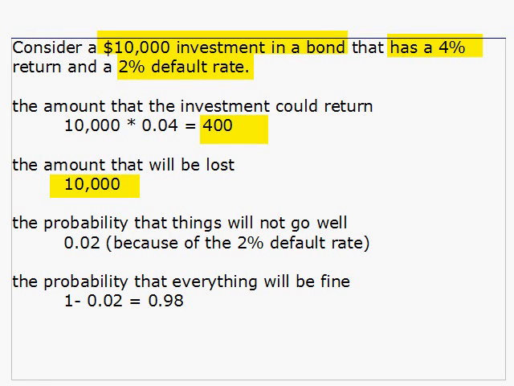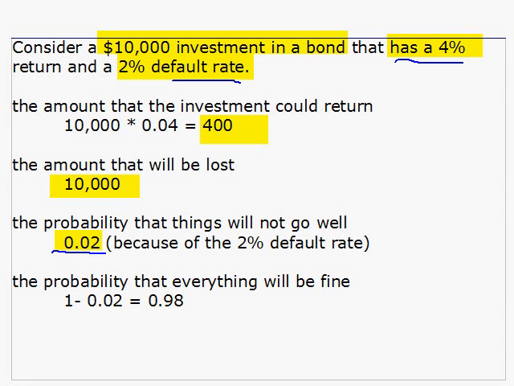What is the probability that things will not go well? Well, 2% default rate. The 4% has to do with how much you're going to get back. 2% default rate means there's a 2% chance that the bond will default. So there's a 2% probability that things are not going to go well. So you take that default rate, that's the probability things will not go well, and so it's 0.02. Now the probability that everything will be fine is 1 minus 0.02, which is 0.98, 98% chance everything's going to be fine.